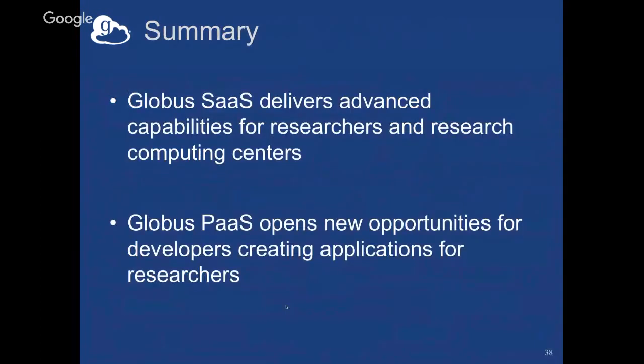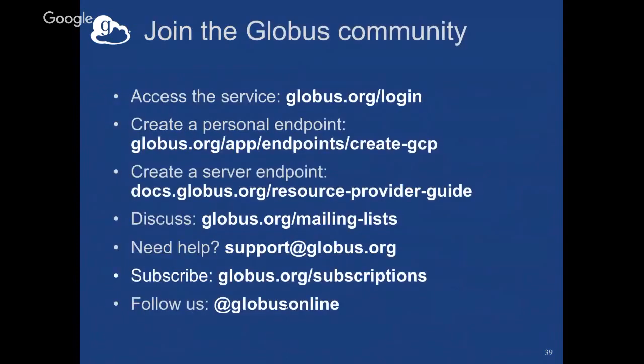So that's it, right? Again, the big takeaways of Globus: the Globus SaaS, the software-as-a-service cloud layer, web application layer, delivering advanced capabilities directly to end users, to researchers and centers to get their work done, and this new platform as a service really opening up opportunities for developers to extend all this, to build it into their own applications and bring more and more capabilities to our research communities.